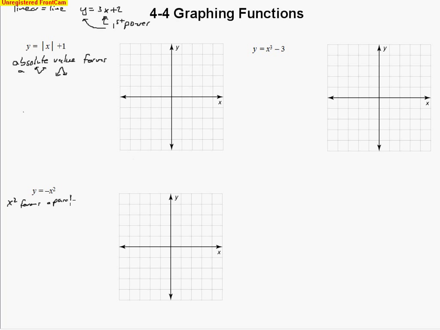Where if it's an x squared, like this one here, so whenever we have x squared, it forms a parabola. And so a parabola is a U-shaped graph. And so it looks like this. And so it's either going to be a right side up parabola, or it's going to end up being one that opens down like this.